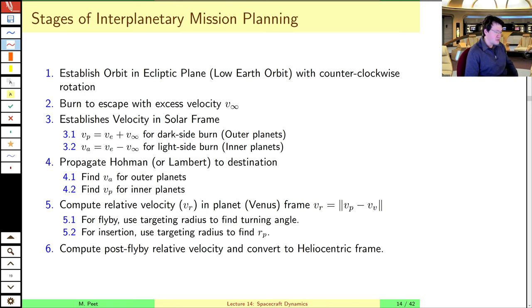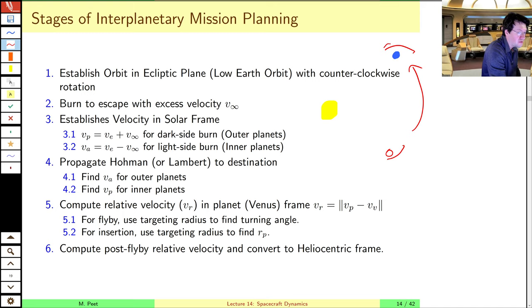So remember, leaving the sphere of influence of the Earth, right? And so here's the Earth. Leaving, we have a conic around the Earth, and we've got the Sun. We've got a conic around the Sun, and then we've got the arrival planet. And we have another conic around the arrival planet.